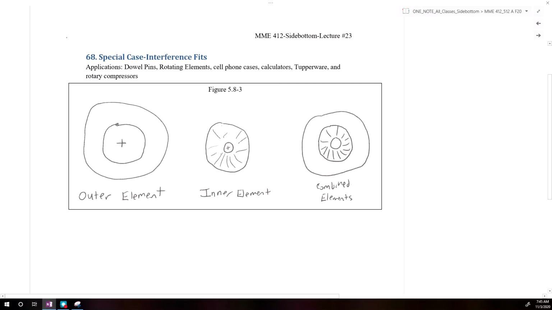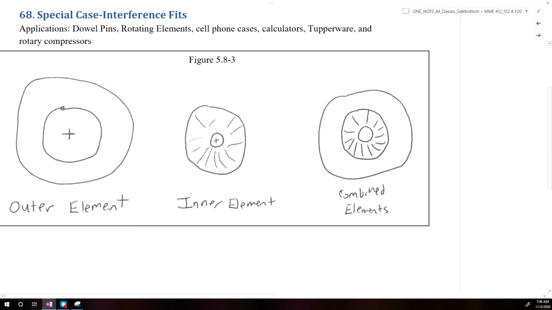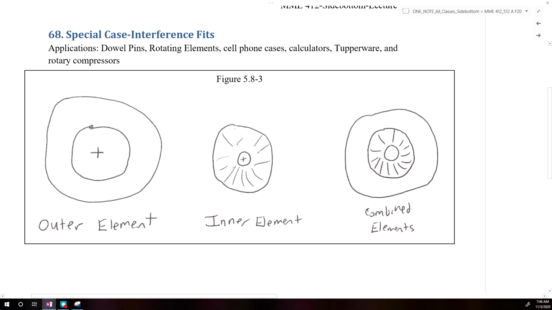Alright. So in this video, we're going to talk about a specific case for thick-walled pressure vessels. So we're talking about interference fits. Interference fits are when you have an internal element that is pressed into an outer element.